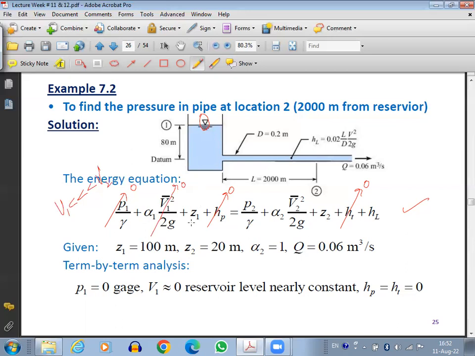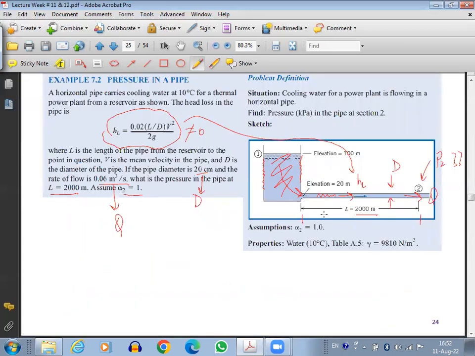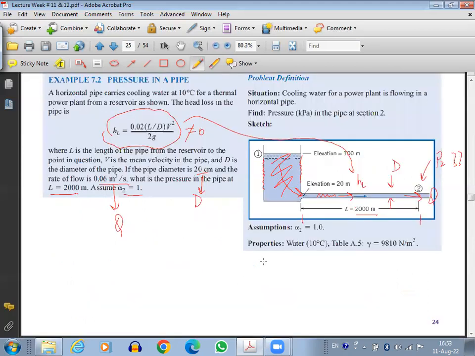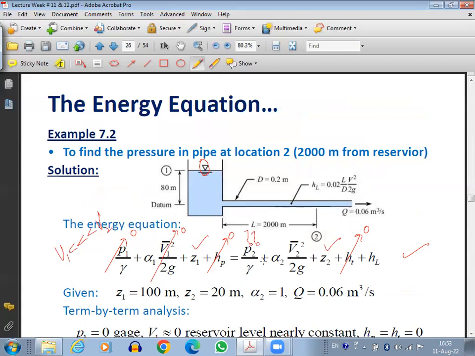We don't know what is Z1. We don't know what is Z2. No, we know it actually. It was given in the question. What is the elevation head at Z1? What is the elevation head at Z2? So we know what is Z1. We know what is Z2, right? P2 is something that we need to find. Alpha 2 was given in the question as 1. So this thing is basically 1.